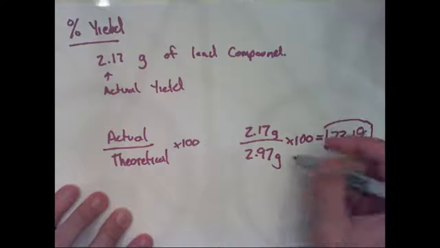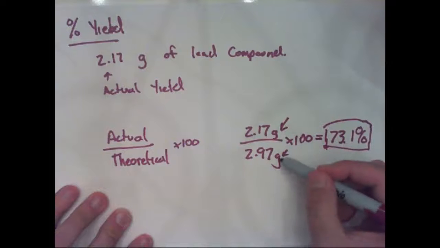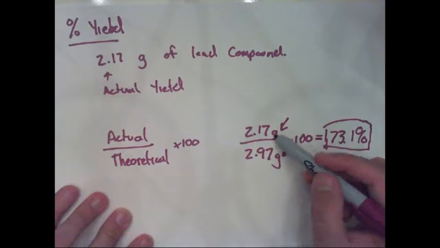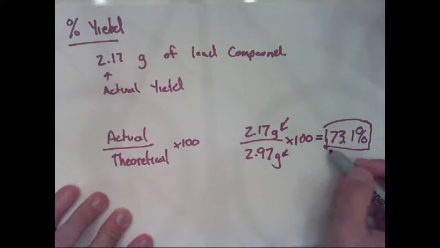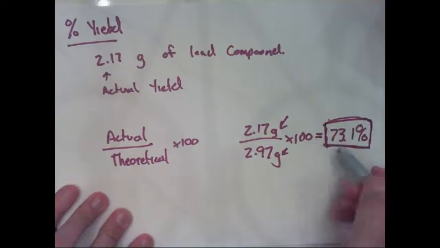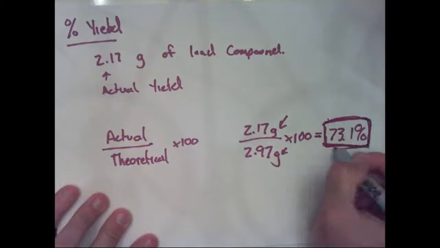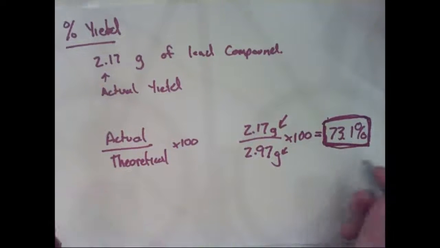Now, a couple side notes about yield. Just know that you must compare units that are in the same number. So you can't compare grams to moles, or moles to grams, or liters to grams. Typically you compare gram to gram. And lastly, when you have a yield, this number doesn't mean that you're doing bad or good. You don't know the chemistry well enough to know if a 73.1% yield is good or bad. So just know you report whatever number you get. So 73.1% is the percent yield.